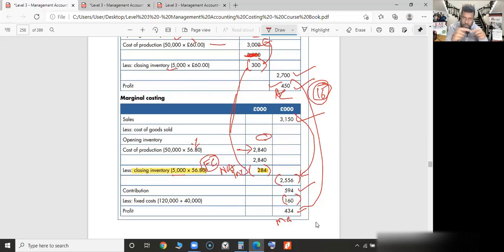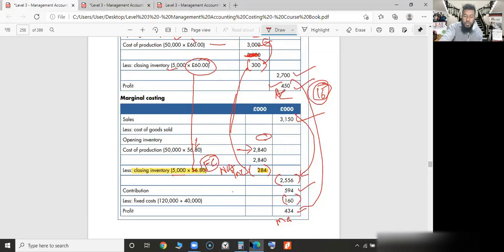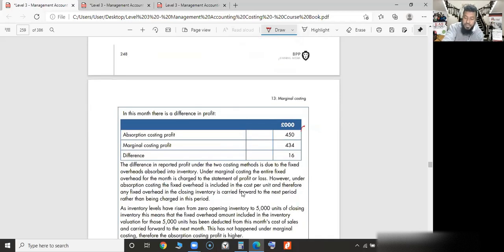Fixed cost is not included in this closing inventory. And how much is this valued at? 60. And how much is this valued at? 56.8. So 60 minus 56.8 is 3.2 less per unit. That 3.2 is basically your fixed cost, isn't it? There you go, this is the explanation.